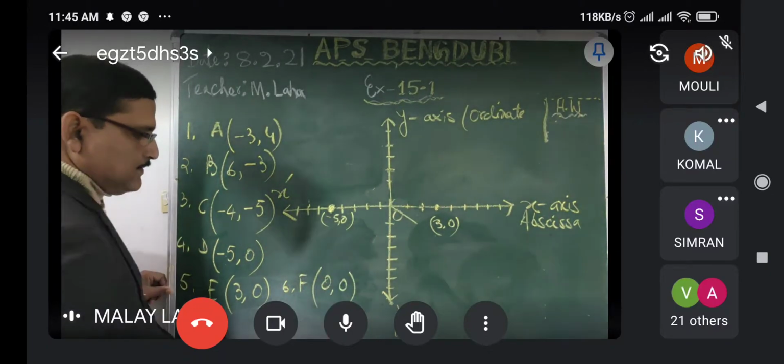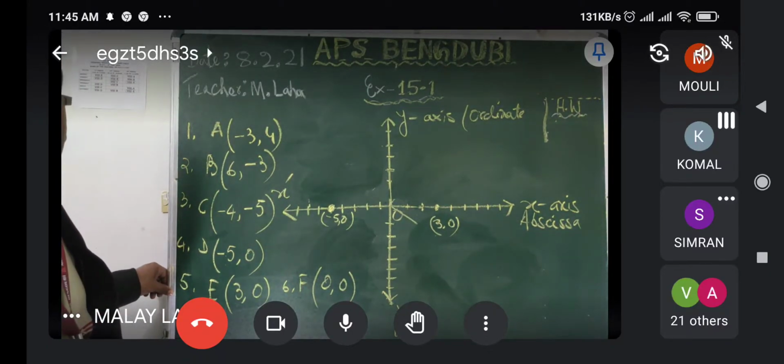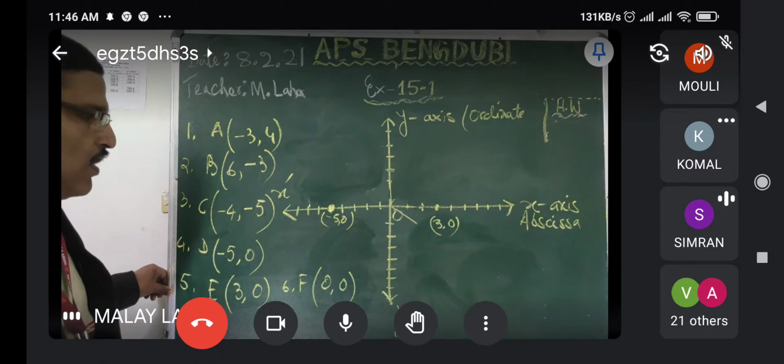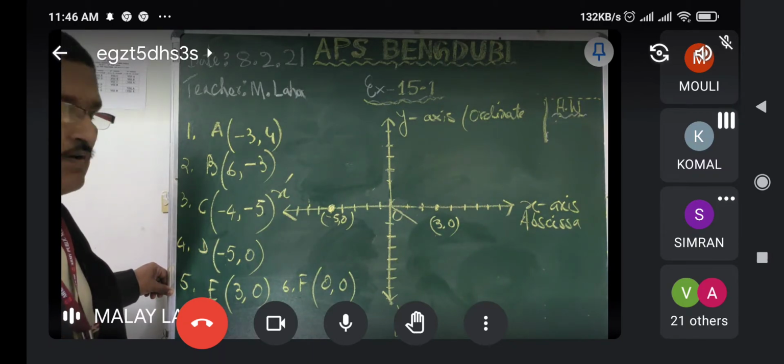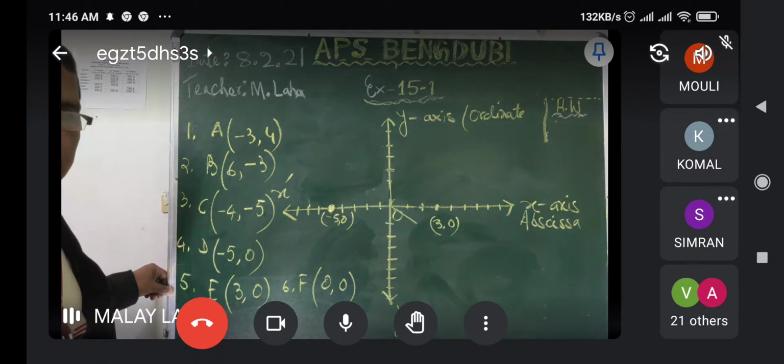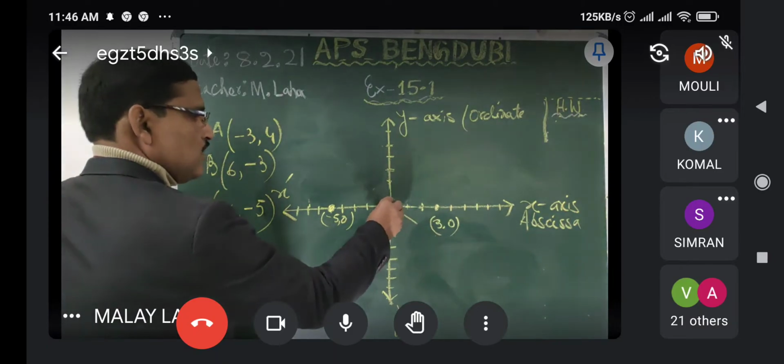Where does it lie? On the origin. Because x-axis is also not moving and y-axis is also not moving. So it lies on the origin.